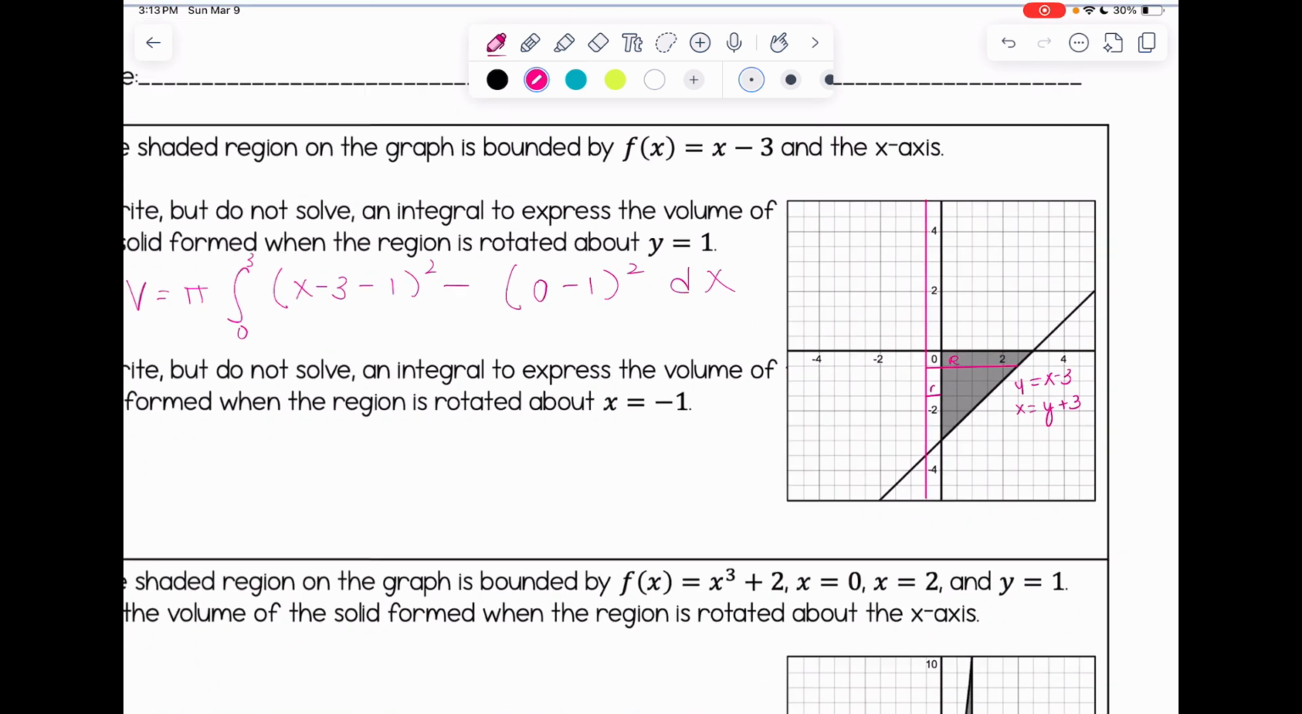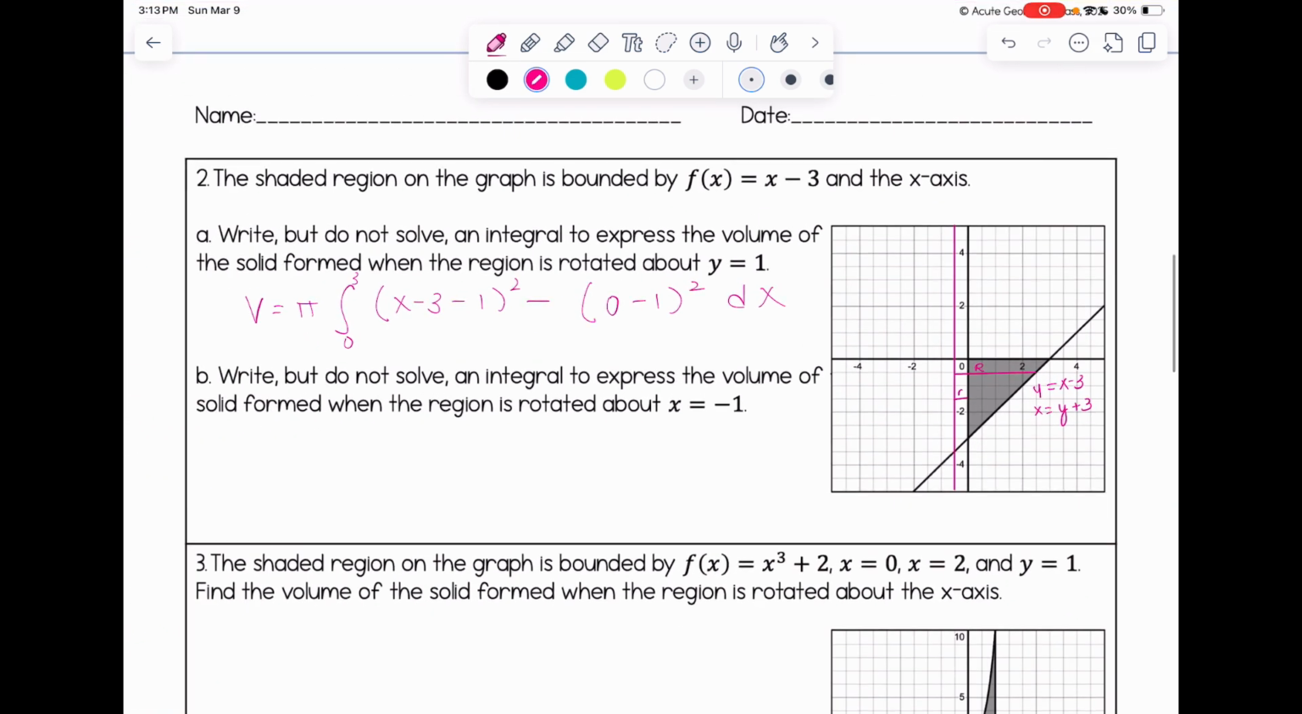All right, so when we write our integral for b, v equals pi, we are going to evaluate this from -3 to 0. We're using the y values of that region. For the big radius, we're going to do right minus left. So y plus 3 minus -1 squared. For the little radius, right minus left. So 0 minus -1 squared, and then dy.